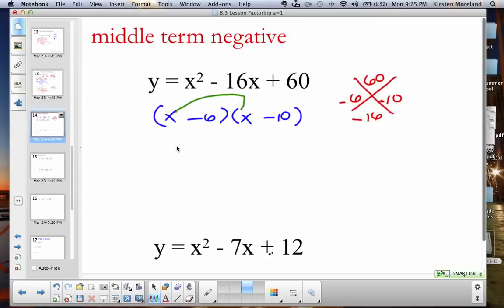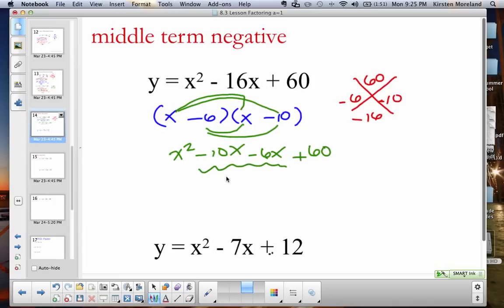So x times x is x squared. X times negative 10 is negative 10x. Negative 6 times x is negative 6x. And negative 6 times negative 10 turns into a positive 60. Check your middle terms. Negative 6x plus negative 10x is negative 16x. So I've done it correctly.